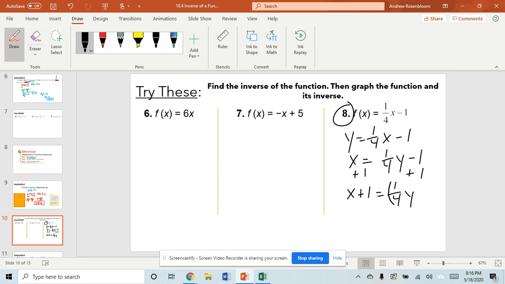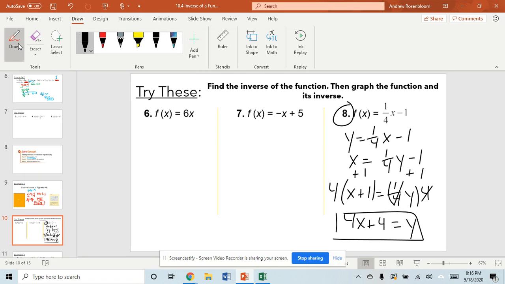Now to get rid of the 1/4, we're going to have to multiply by 4. And I have to multiply everything by 4 here. So I'm going to end up getting 4x plus 4 is equal to y. And there's my inverse. And then you can graph both of these using Desmos. I'm going to show you how to do that right now.